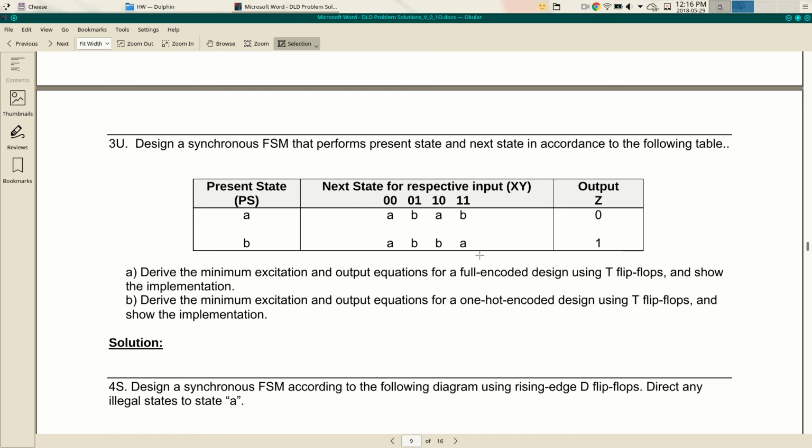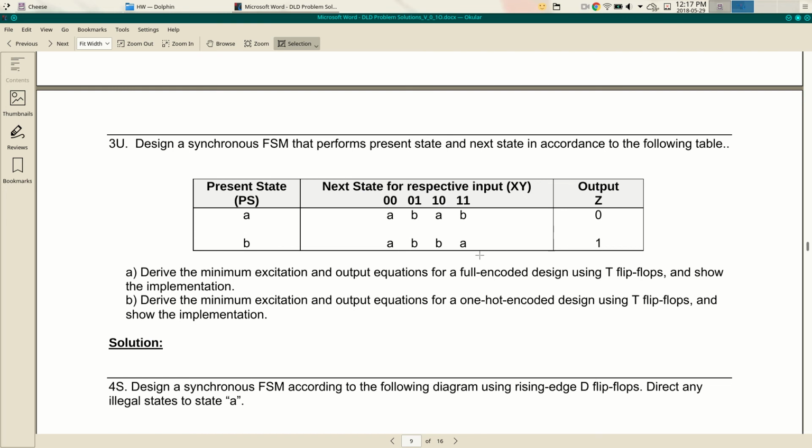And then from there we do the thing that we're going to do every time that we design a machine. And so the subparts on this derive minimum excitation and output equations for the full encoded design using T flip-flops and show the implementation. And we haven't talked about one-hot encoded design yet. I said I would tell you about that today, so we'll talk about that presently. But all of these questions are basically saying, come up with a circuit diagram. Okay, but to do that, you need to figure out what the inputs of the flip-flop should be, and then come up with equations for those, minimize them, simplify them, and then sketch a circuit.